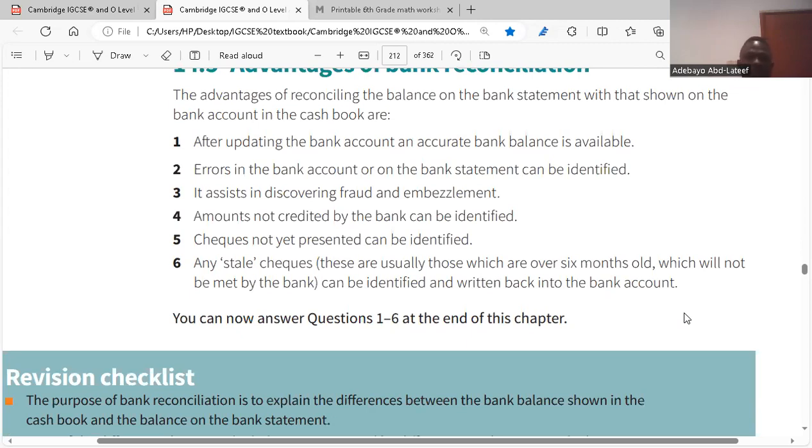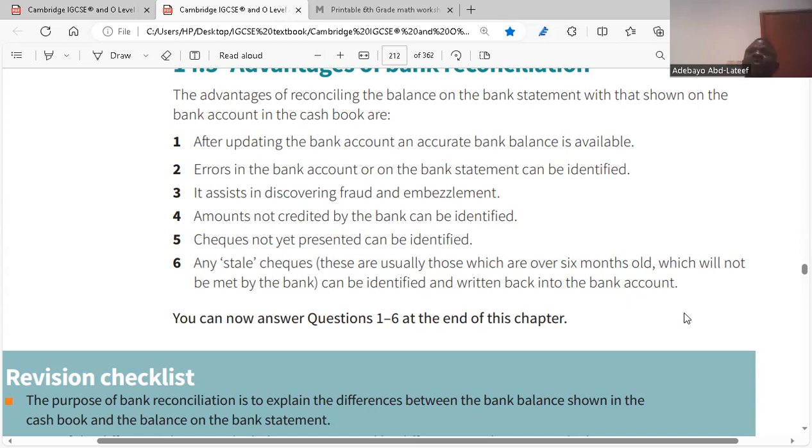Clear? Yes. The fourth point, amounts not credited by the bank can be identified. So as soon as you find out that your bank statement is having less figure than your cash book, you would understand that certain amounts have not been credited into your account. Then you'll be able to identify it with the receipt or teller that you have. You want to say something? It's like the example. Yeah, the example, the first one, right? Yes. Okay. The fifth one, checks not yet presented can be identified.